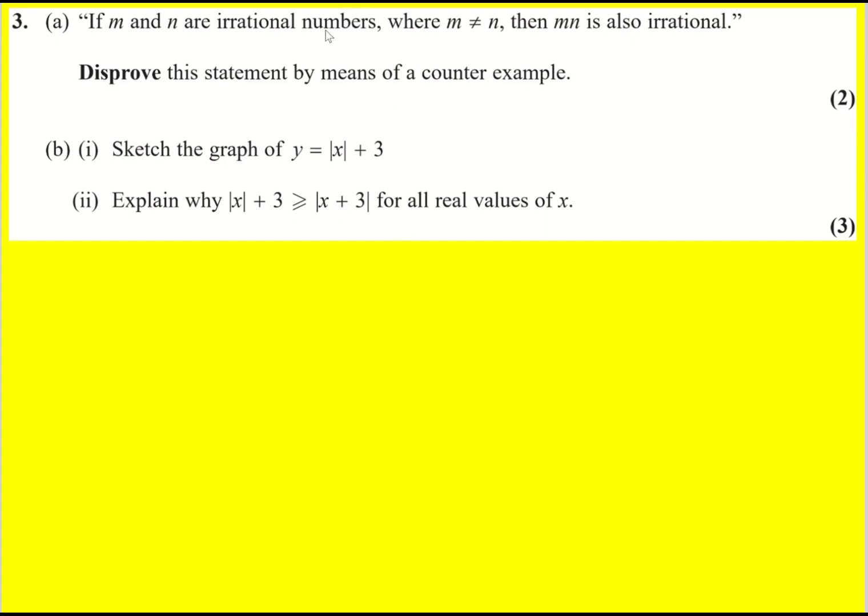The statement says that if m and n are irrational numbers, that means they can't be written as fractions, where m is not equal to n, then mn is also irrational. We need to disprove this using a counterexample.